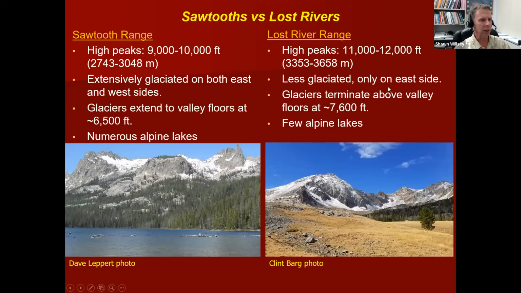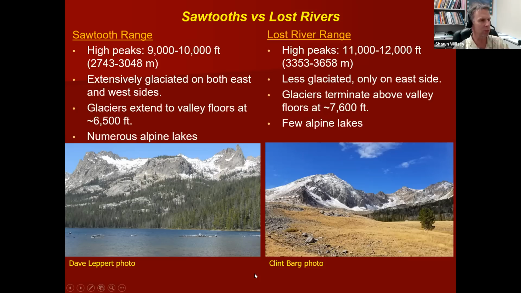It has glaciers, but they tend to be just on the east side of the range. And those valleys that had glaciers in them, it looks like those glaciers didn't get nearly as far down the valley floors. And so they terminate at a much higher elevation than what we see in the Sawtooths. And then finally, if you look around the Lost River Range, there's a few lakes here and there, but you could count them on a couple hands, I suppose. I haven't counted how many there are, but I would guess there's maybe 10, 20, 30 or so. And they're small. They're not nearly as big as the lakes we see in the Sawtooth Range.